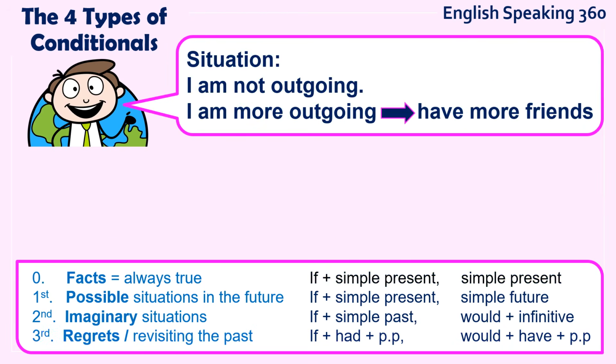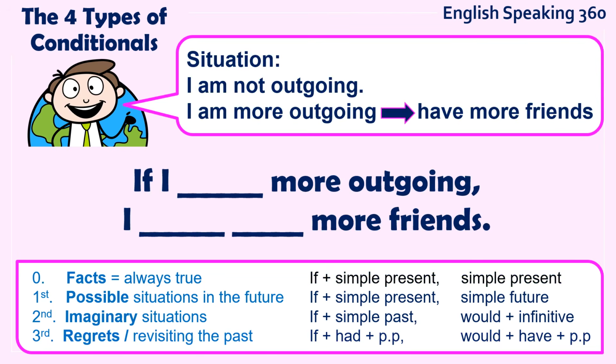I am not outgoing. I am more outgoing, have more friends. This one is an imaginary situation. If I were more outgoing, I would have more friends.